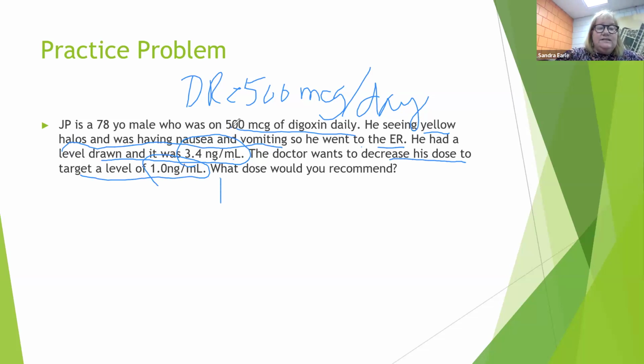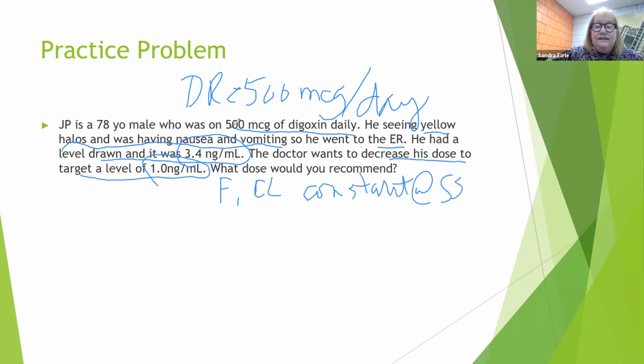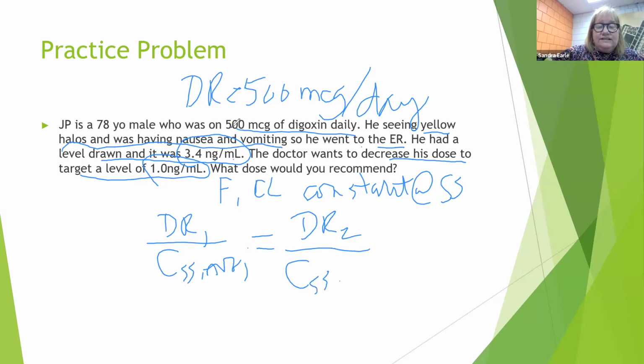Well, as long as the bioavailability and clearance are remaining constant and he's at steady state, we can say that dose rate 1 over our CSS average 1 is equal to dose rate 2 over our CSS average 2, right? Those should be equal because they're proportional. So our dose rate 1 is 500 micrograms per day.